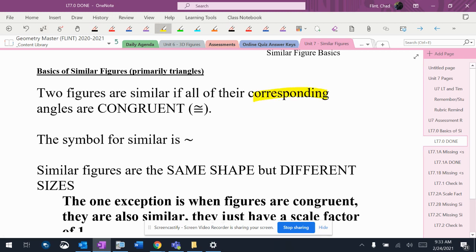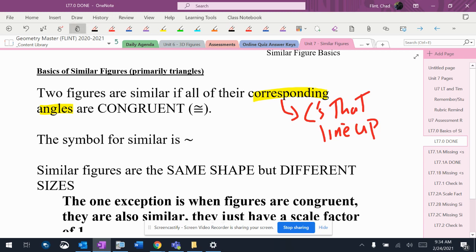Now, we haven't talked about some of this stuff in a while. So corresponding angles means angles that line up. All right, so angles that line up. So the angles are all going to be congruent, meaning the angles are the exact same size. The deal is the size can be different.